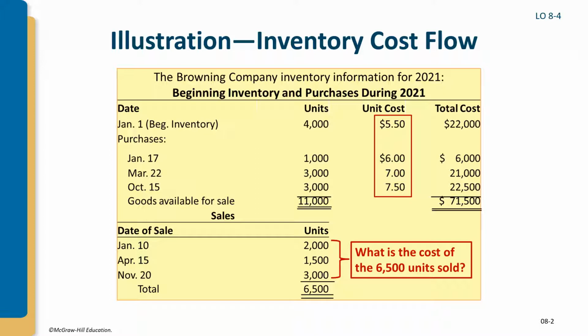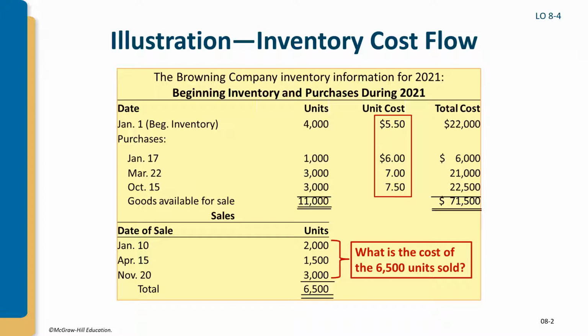During the year, they bought more cups. They bought 1,000 on January 17th. These now cost $6. See, the cost to them is starting to rise, and that's normal. March 22nd, they bought 3,000 more cups. They now cost $7 each. And then October 15th, they bought 3,000 cups that cost $7.50. So they bought a total and started the beginning of the year with 11,000 in total.